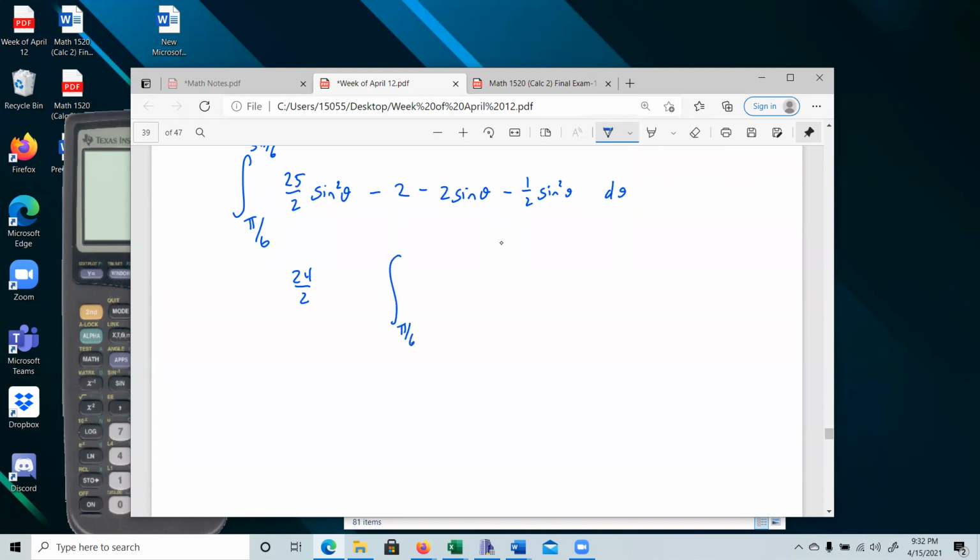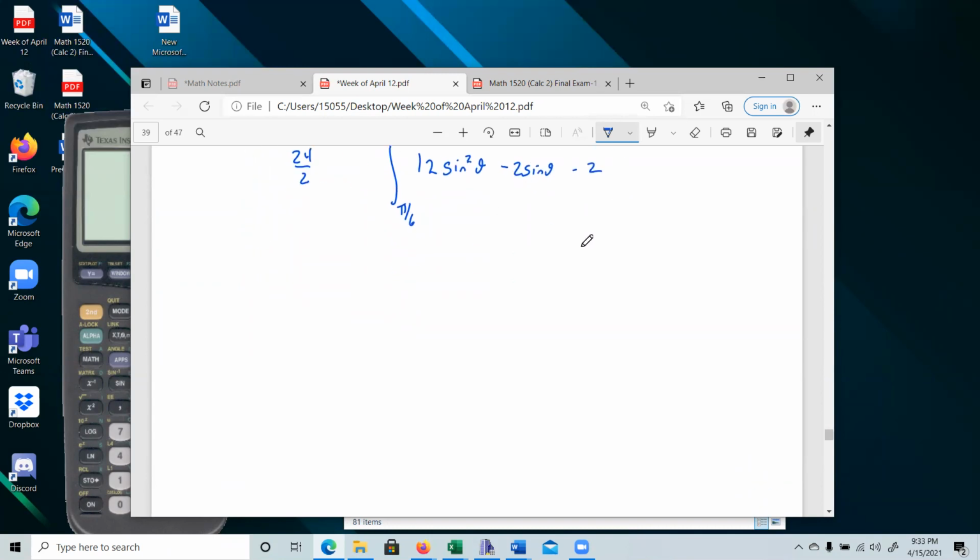So we have pi over 6 to 5 pi over 6, and here we have 12 sine squared theta minus 2 sine theta minus 2. Okay, but I can't integrate that. Maybe the person who wrote this was a jerk.